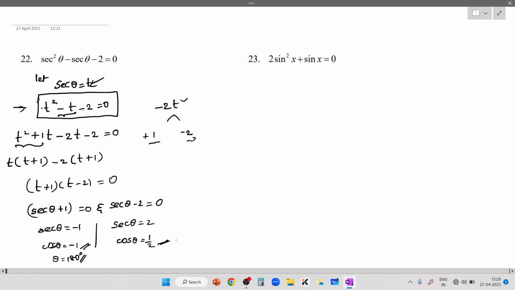And here cos 60 is 1 by 2. Cos theta is equal to cos 60, and cos 60 is very similar to cos of 360 minus 60, because cos is positive in two quadrants. One is in the first quadrant and one is in the fourth quadrant. In the fourth quadrant, the nature of the angle is 360 minus theta. So that will give us the answer as theta is equal to 60 degrees and also 300 degrees. So two answers we can get, and here the answer is 180 degrees. So in this way we can solve this problem.